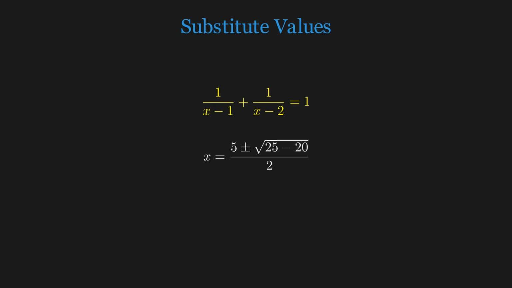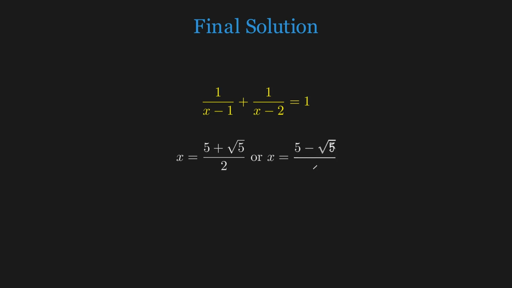We get x equals 5 plus or minus the square root of 25 minus 20, all divided by 2. Simplifying this, we arrive at our final solution: x equals 5 plus the square root of 5, all divided by 2, or x equals 5 minus the square root of 5, all divided by 2. These are the two real solutions of our equation.